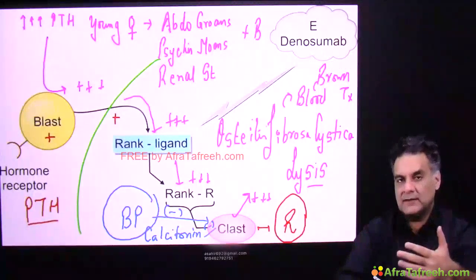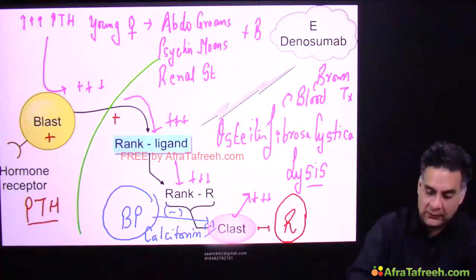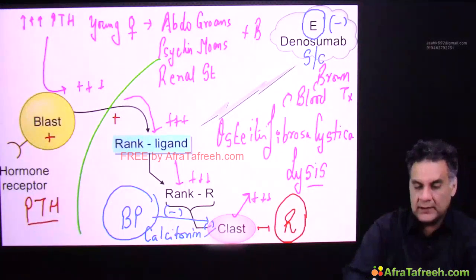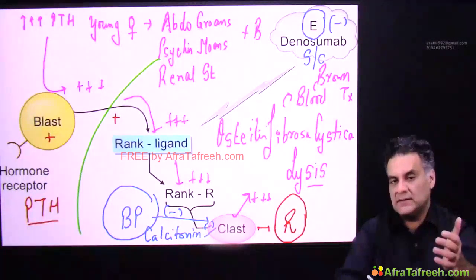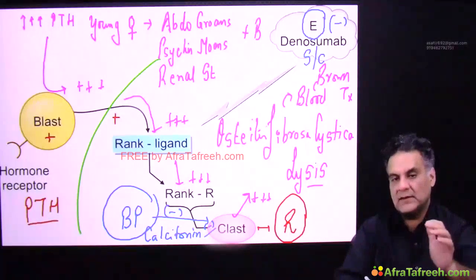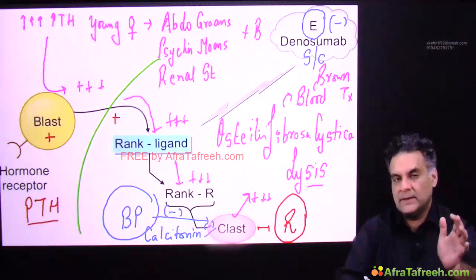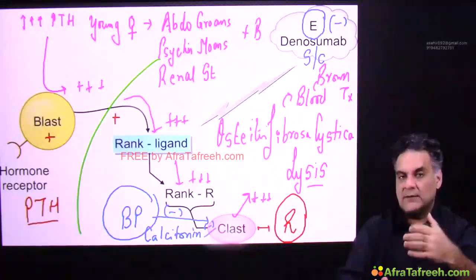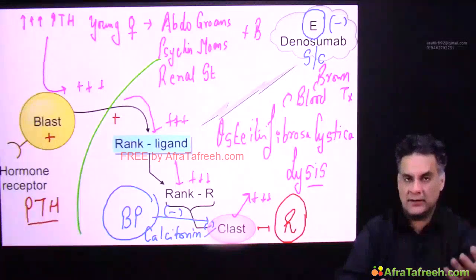The other level where the drugs can act: estrogen. It can inhibit the rank ligand. One more drug, denosumab, which is given subcutaneous, 6 monthly dose, inhibits the rank ligand. So these are the 2 areas where you can inhibit the resorption of the bone: rank ligand or osteoclast.